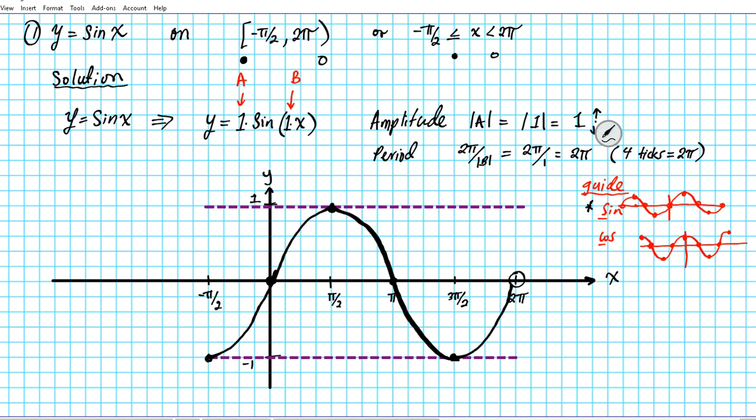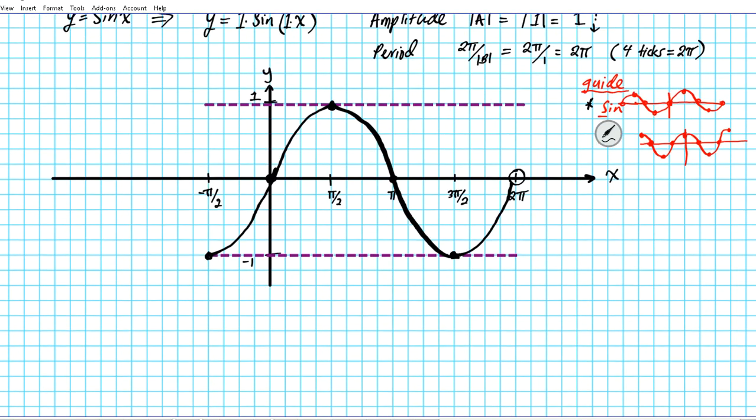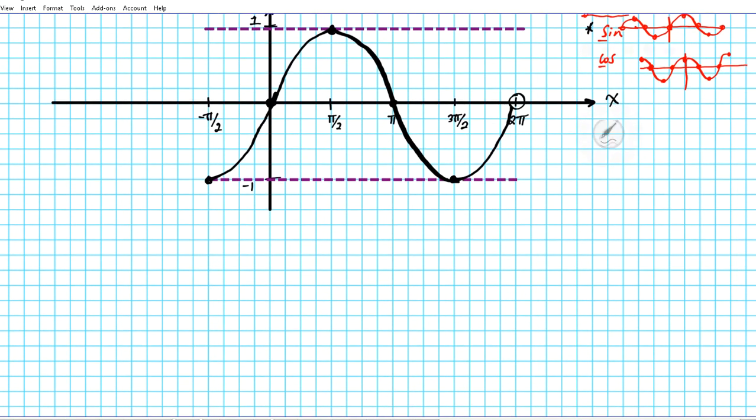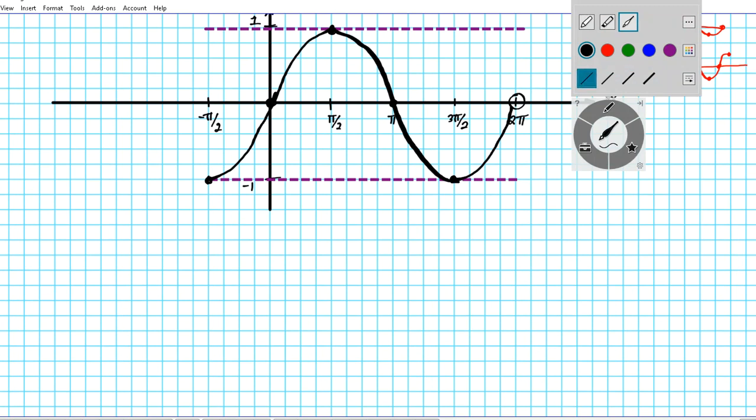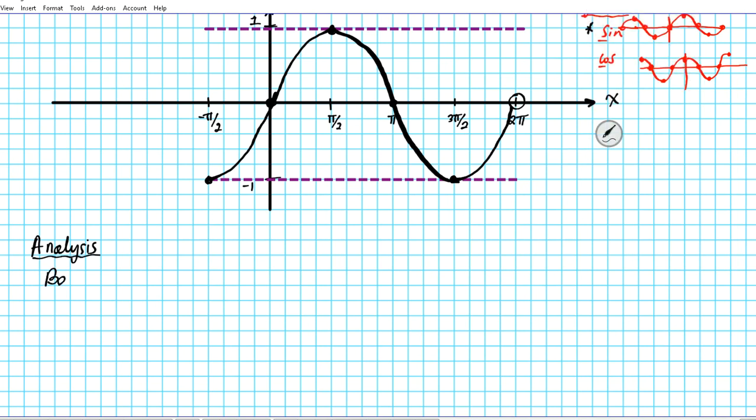Now we're done graphing. We're now going to go ahead and analyze the graph. Okay, so the first thing that we are going to determine is the behavior of the graph. Where is the graph increasing and where is the graph decreasing? Let's go ahead and specify that. So let's start with increasing first.